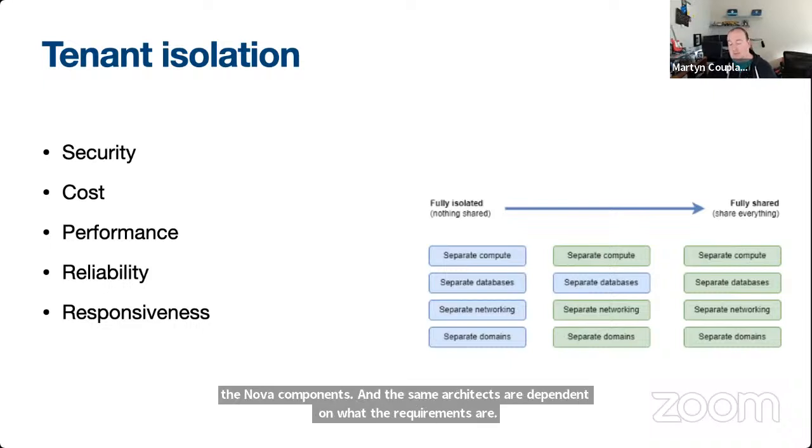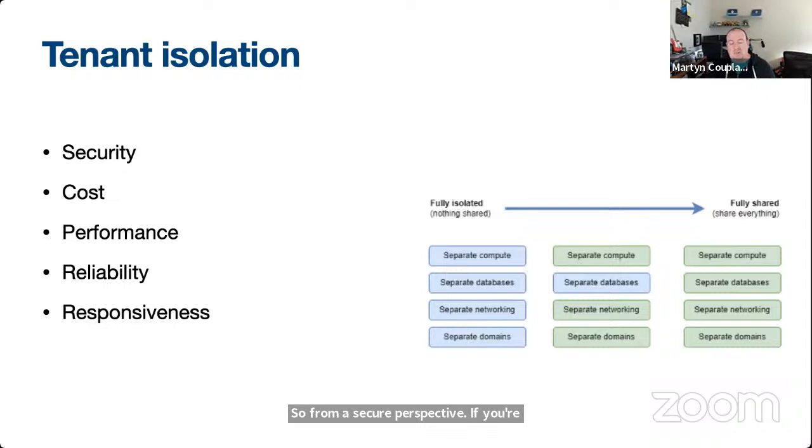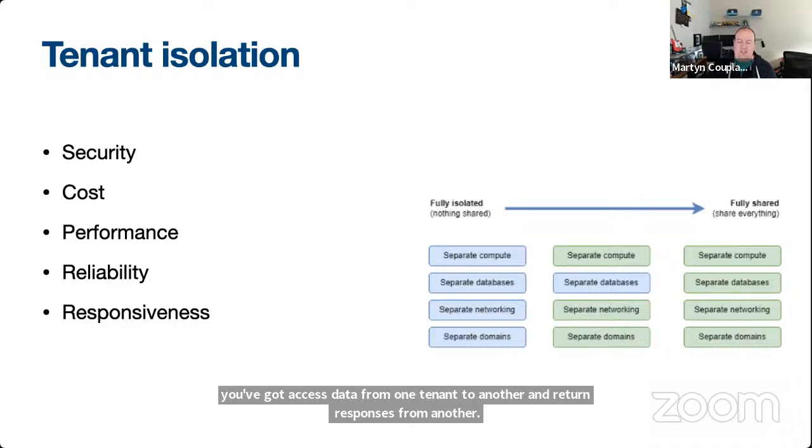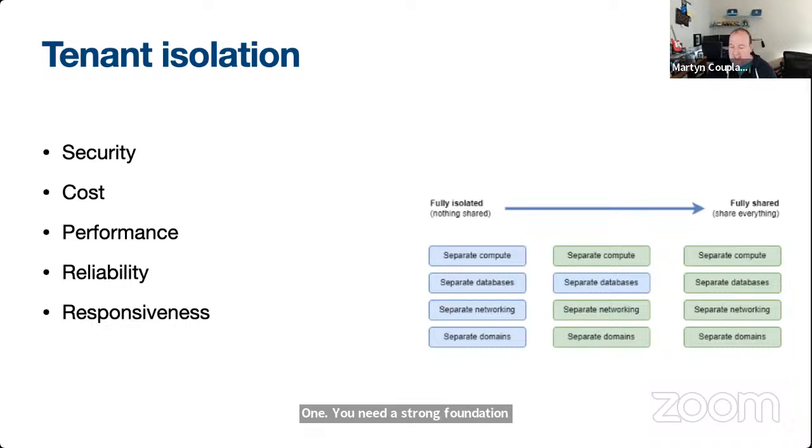So from a security perspective, if you're sharing infrastructure between multiple tenants, you need to be really careful that you don't access data from one tenant and return it in responses to another one. You need a strong foundation of identity. So consider using what's already there. Don't go reinvent the wheel. Use something like Azure B2C, Azure AD if appropriate, anything like that. And you consider both tenant and user identity within the authorization process. The user belongs to a tenant, so you need to ensure that they're accessing the right thing and that they're able to access the right thing.